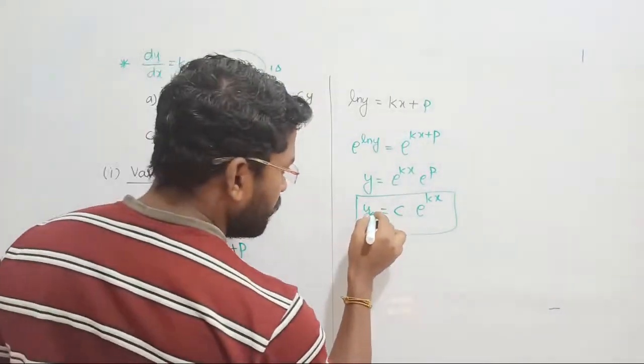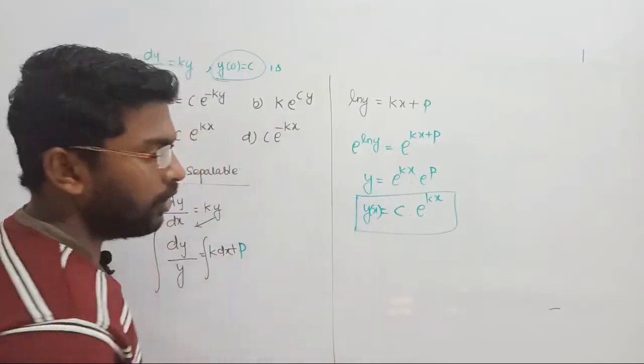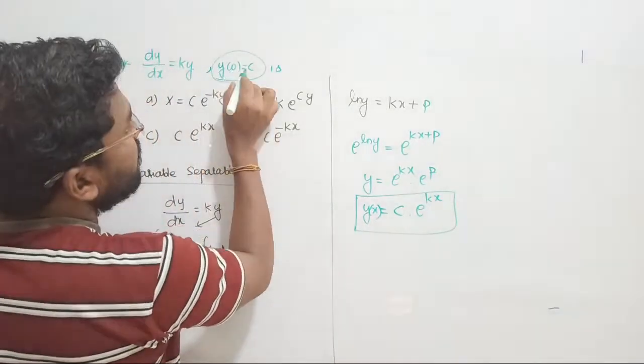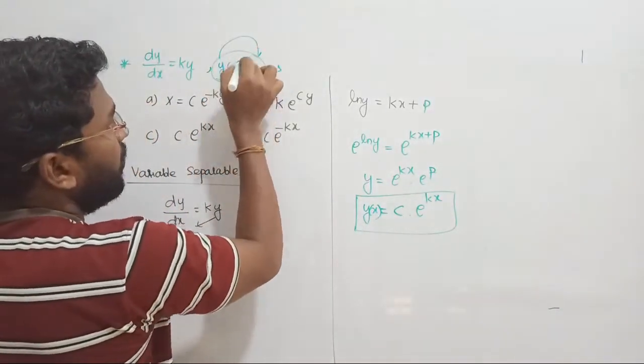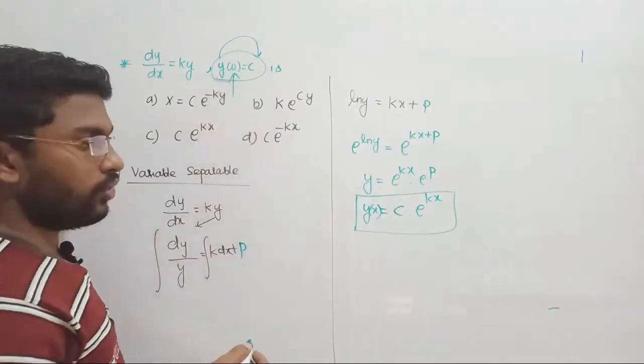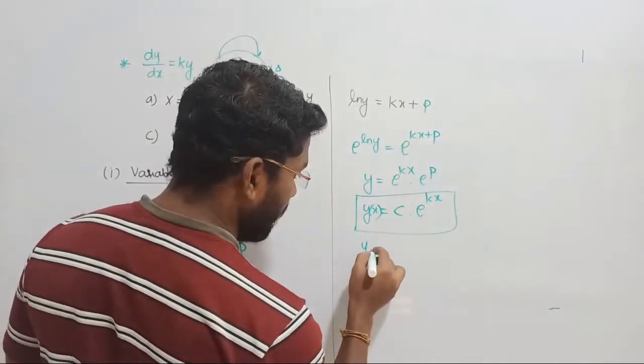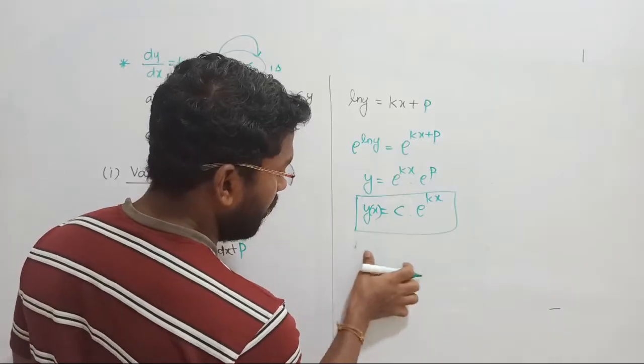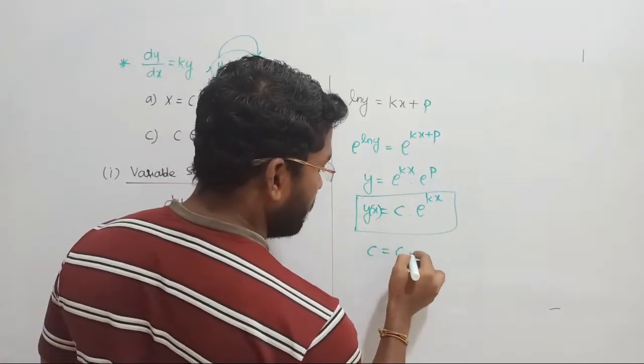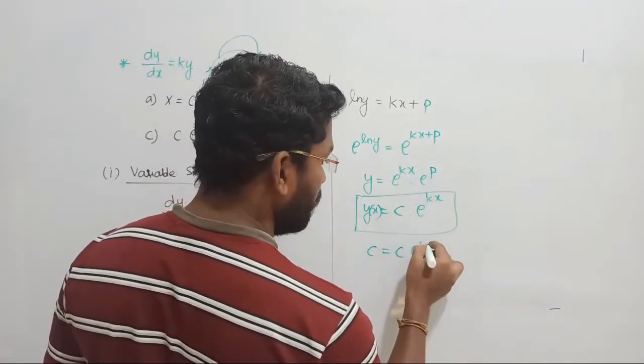Let's try. Actually, this can be written as y of x, we all know, right? Y of 0 equal to c, now y is equal to c when x equal to 0. That is what they told, right? So what is the conclusion here? Let me write the answer directly. Y is equal to c when x equal to 0, such that e power 0 will become 1.